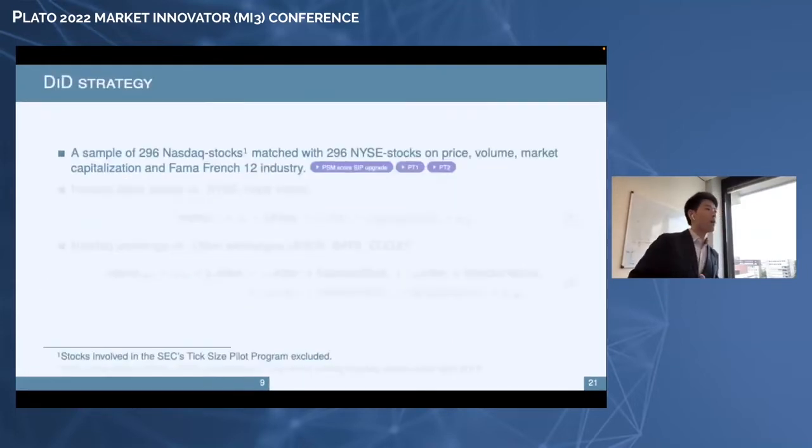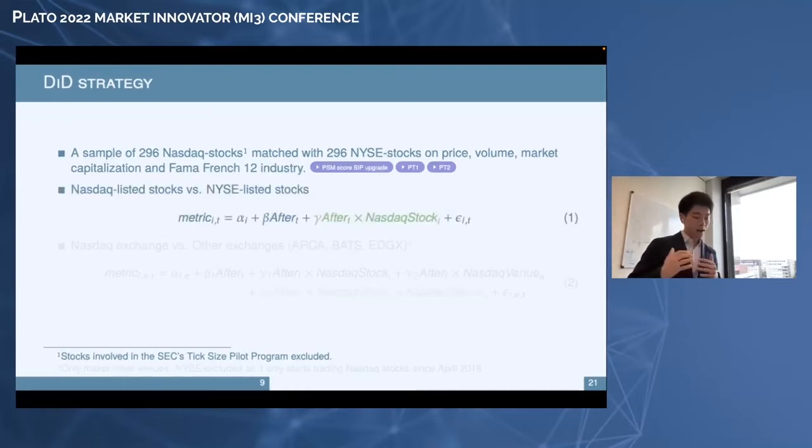So I hope that after the institutional details, we're ready to talk about the identification strategy. Because the upgrade only applies to the Nasdaq SIP, it should only affect the Nasdaq stocks. So what I do is I have a sample of Nasdaq stocks matched with LICE-listed stocks on price, volume, market capitalization, and industry. And then I just run a simple diff-in-diff, right? With the post-speed-upgrade indicator.